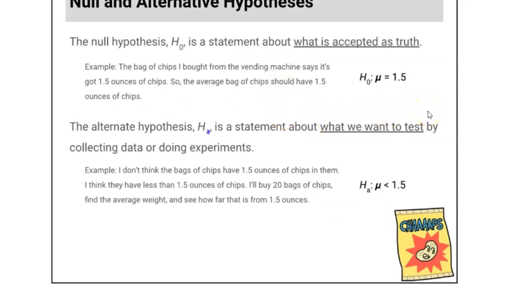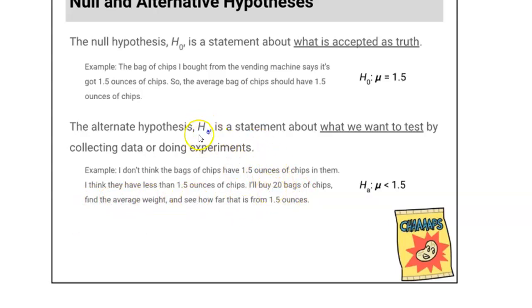So let's say we look at the bag and it says 1.5 ounces of chips. I think there's less in here. I think they're trying to get one over on me. I think they're trying to take my money and maybe give me only like 1.4 ounces of chips. So what I'm going to do is I'm going to buy 20 bags of chips. I'm going to find the average weight of those chips and then see how far that is from 1.5 ounces.